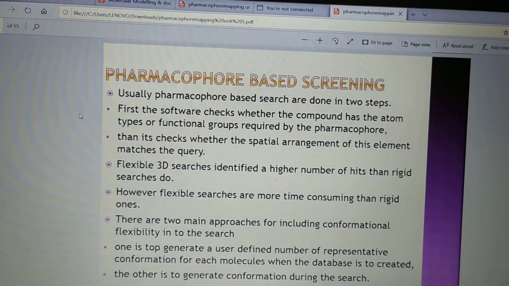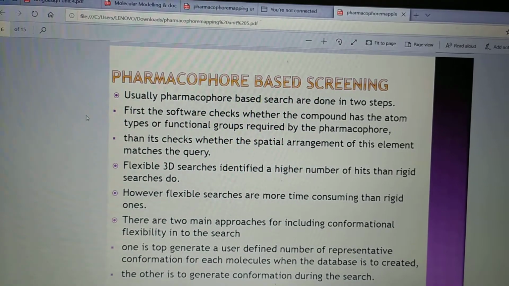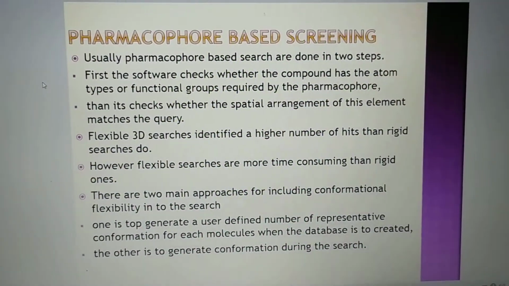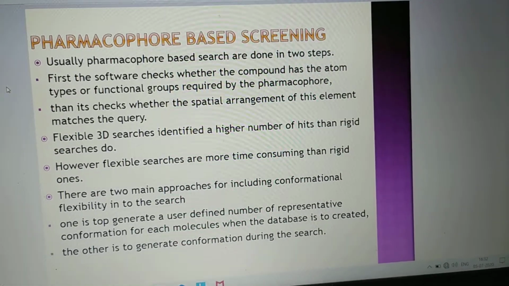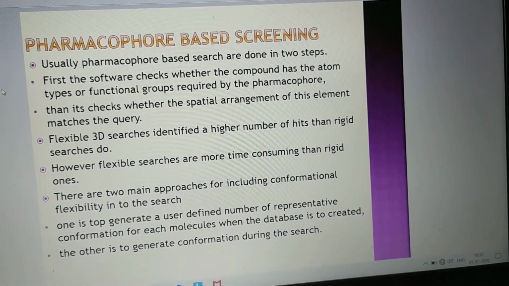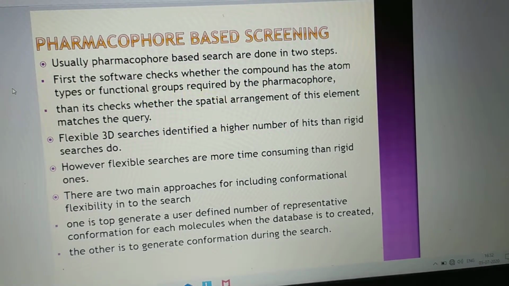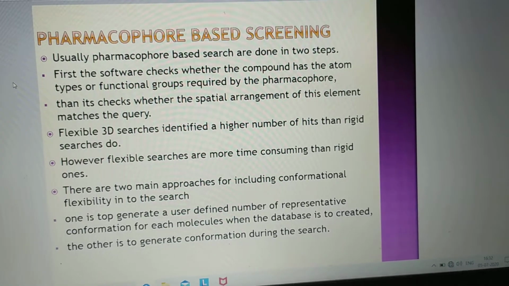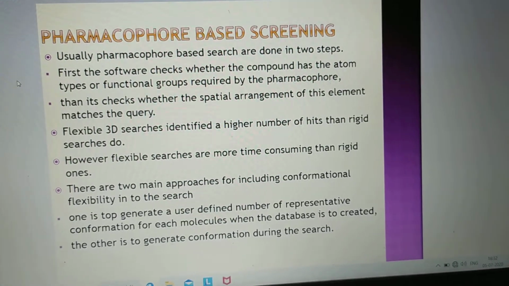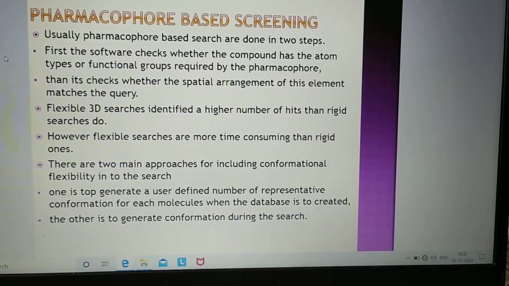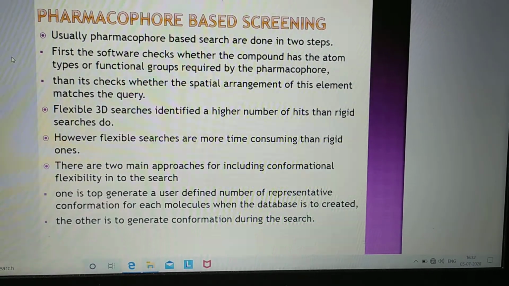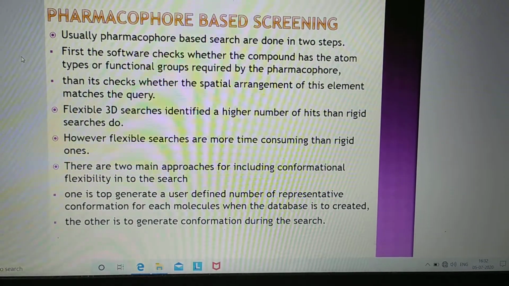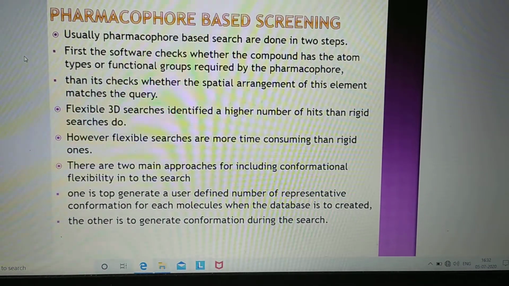Pharmacophore-based screening. Usually pharmacophore-based searches are done in 2 steps. First, the software checks whether the compound has the atom types or functional groups required by the pharmacophore. Then it checks whether the spatial arrangement of its elements matches the query. Flexible 3D searches identify a higher number of hits than rigid searches do. However, flexible searches are more time consuming than rigid ones.